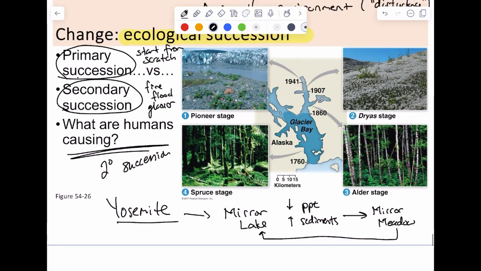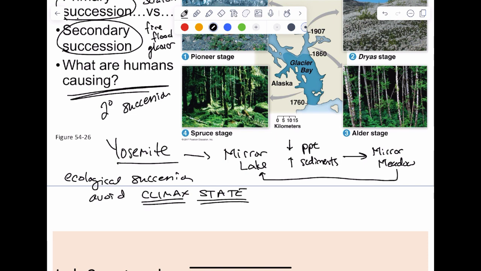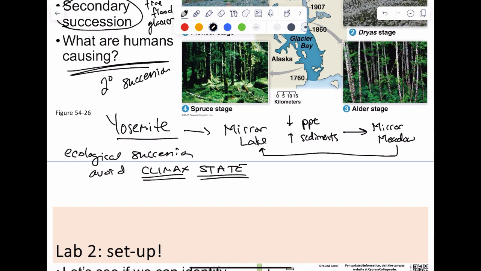What we're trying to avoid with ecological succession is something referred to as a climax state. A climax state is a mature fill in the blank. A mature forest. Well, what's a mature forest? It's a bunch of several hundred year old trees that block out all the light, which means you're not going to get anything new growing there.